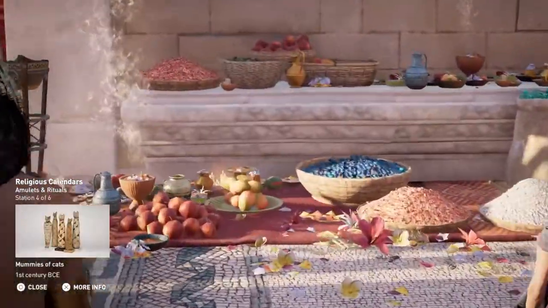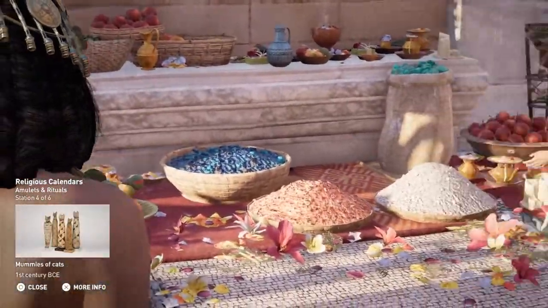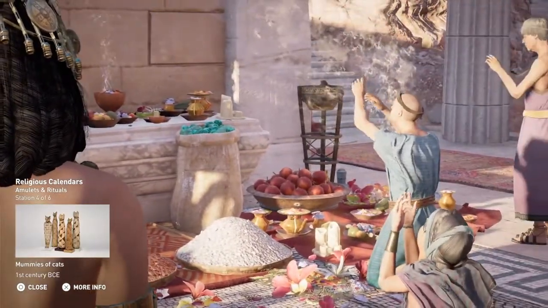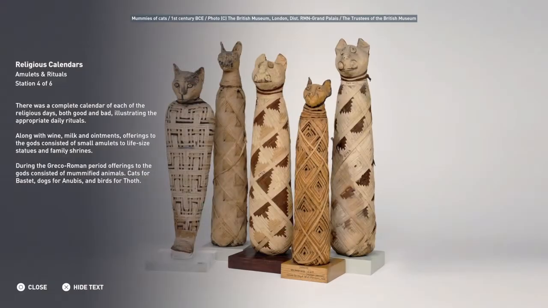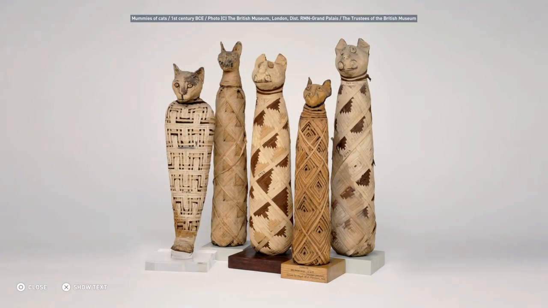There was a complete calendar of each of the religious days, both good and bad, illustrating the appropriate daily rituals. Along with wine, milk, and ointments, offerings to the gods consisted of small amulets to life-size statues and family shrines. During the Greco-Roman period, offerings to the gods consisted of mummified animals, cats for Bastet, dogs for Anubis, and birds for Thoth.